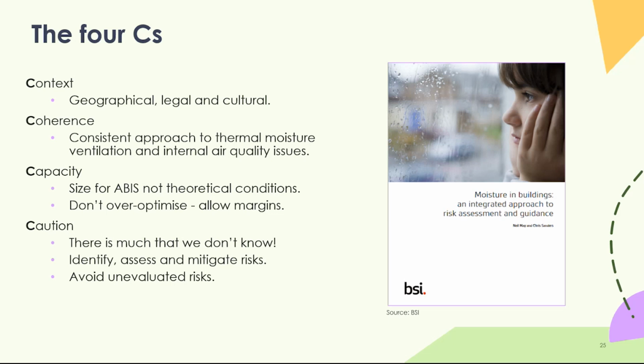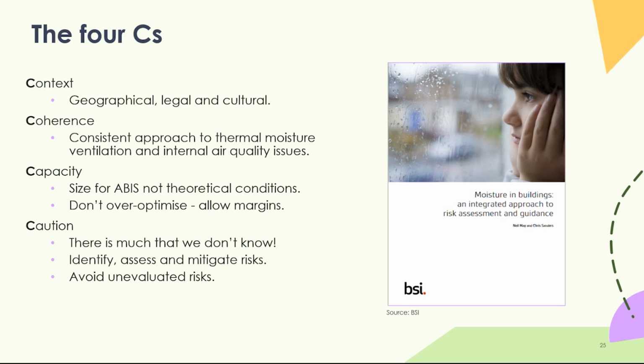So, the geographic context, is it west coast of the UK, is it east coast, different levels of moisture, for example, in that case. Legal, so there might be planning issues impacting what you can do, and cultural as well. So, some people from certain backgrounds might cook differently, for example, or cook in certain ways which generate more moisture in the house. Thinking about that. Coherence, so having a consistent approach to thermal, moisture, ventilation, and internal air quality issues, taking those seriously and having processes in place to deal with them.